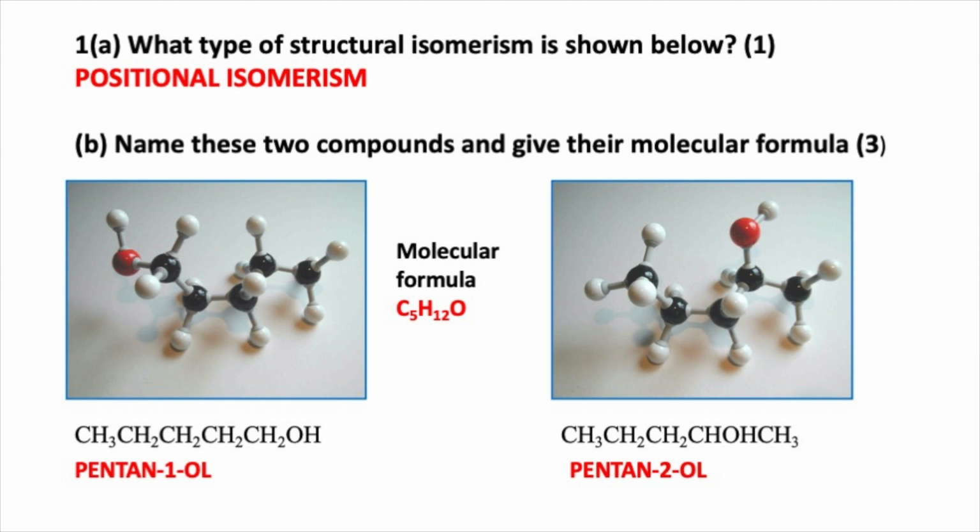So for this question, there's 1 mark for getting the type of isomerism correct, 1 mark for saying positional isomerism. There's 1 mark for getting the molecular formula correct, C5H12O, and 1 mark each for naming the compounds correctly.